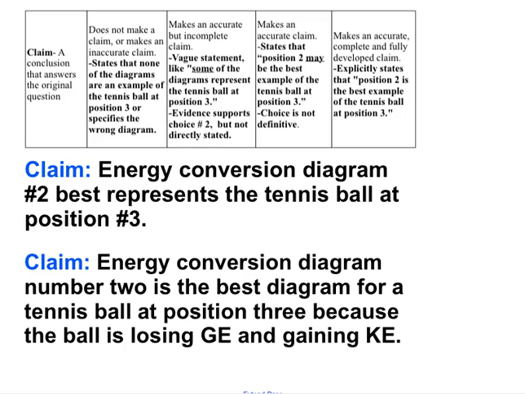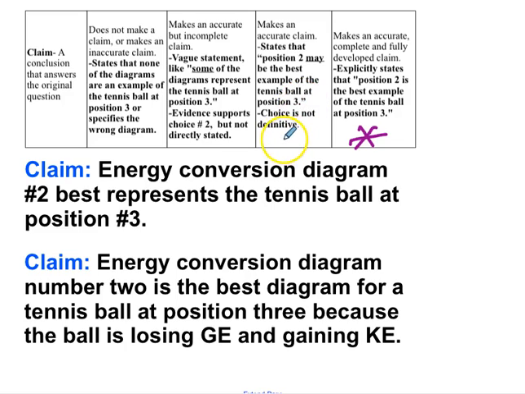So here are some examples of claims you could have. For example, energy conversion diagram number 2 best represents the tennis ball at position number 3. Or energy conversion diagram number 2 is the best diagram for a tennis ball at position 3 because the ball is losing GE and gaining KE. Both of those are awesome. Both of those would be scoring at this level.